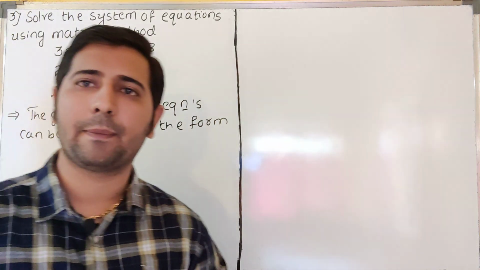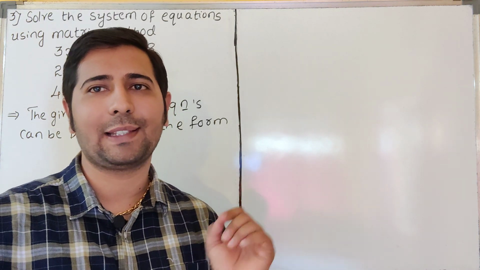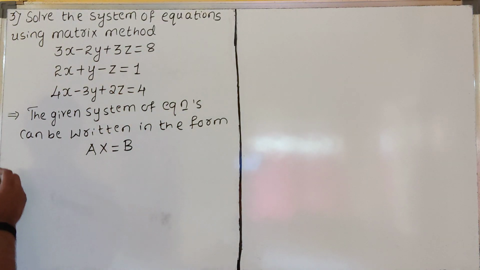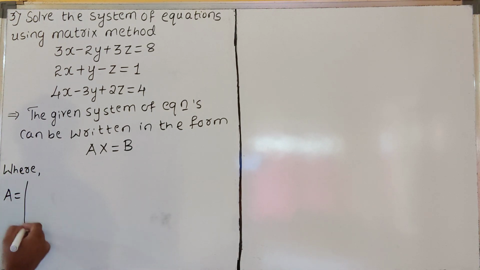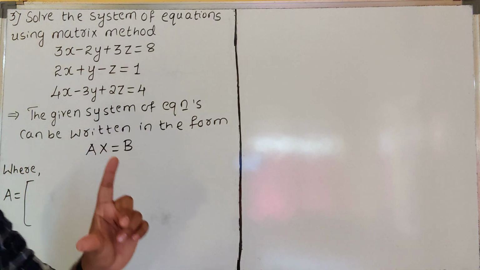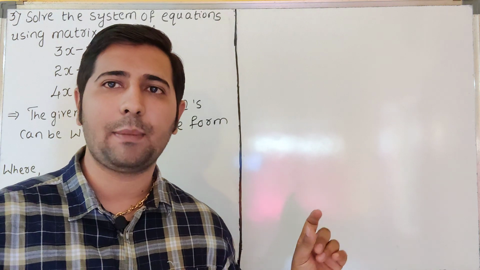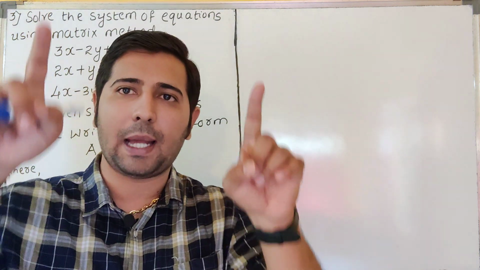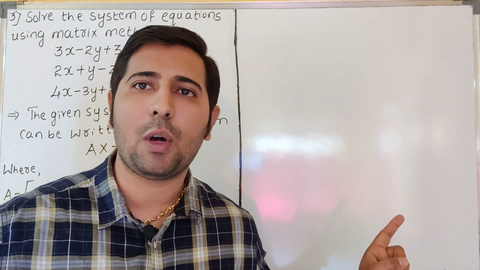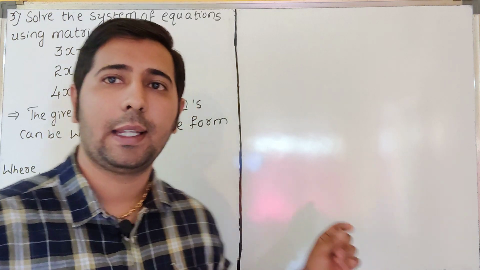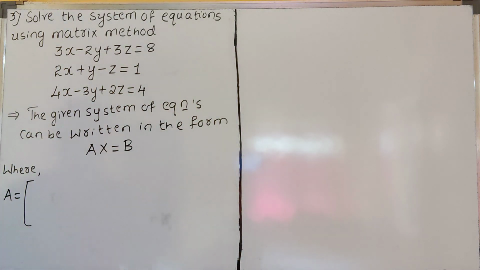Then what is A? Maximum students will ask me, what is A, sir? So A is, I will write here, where A is equal to, see, I am using square brackets, dear students. Big brackets you will say, no. Square brackets I am using, not parallel lines. If you write parallel lines, then it will become a determinant, dear students. Here I am saying matrix.